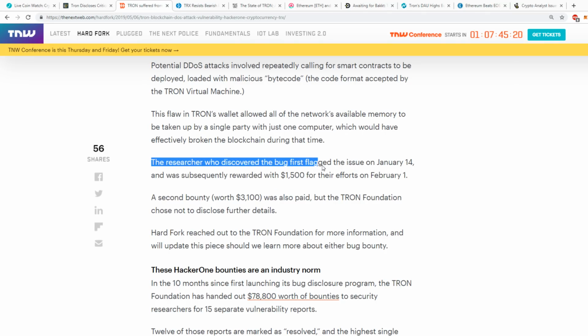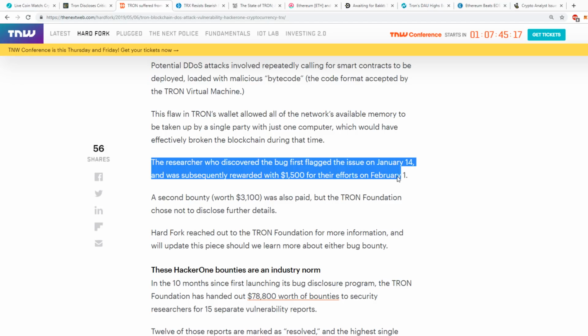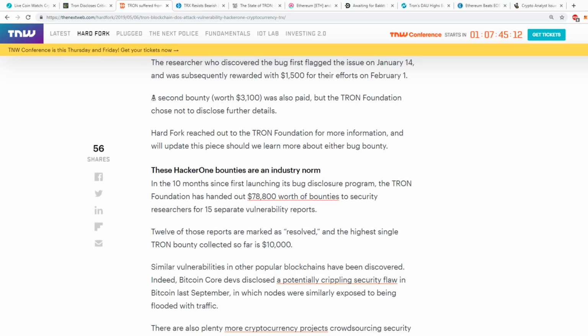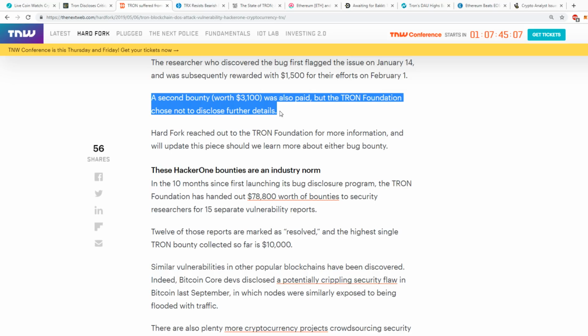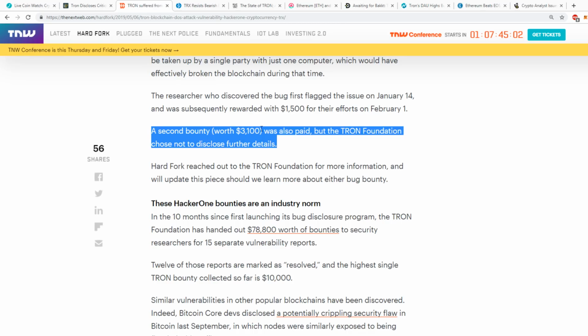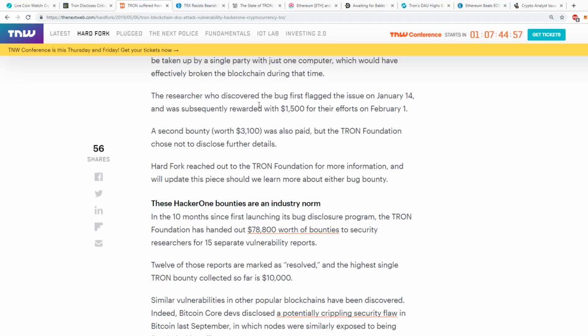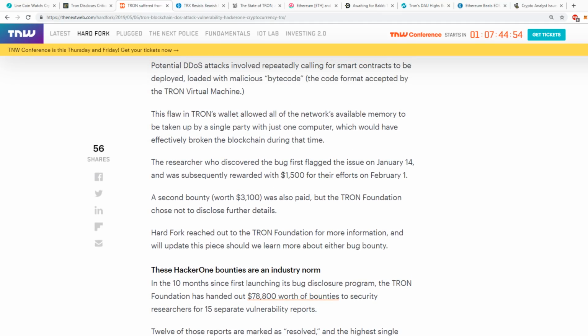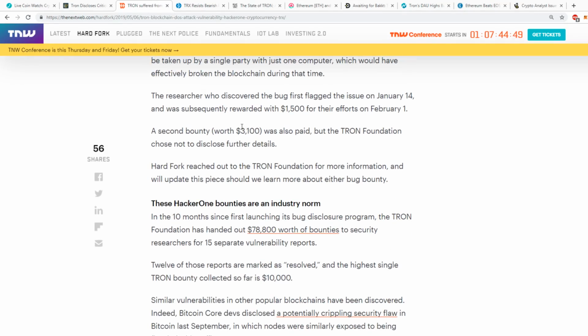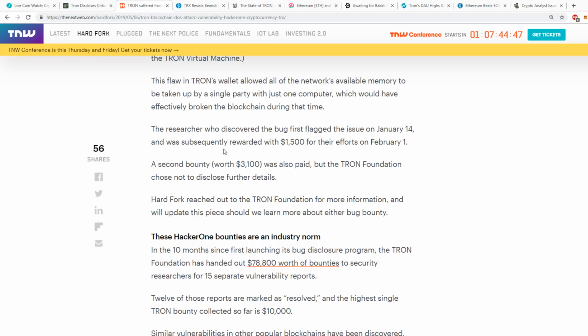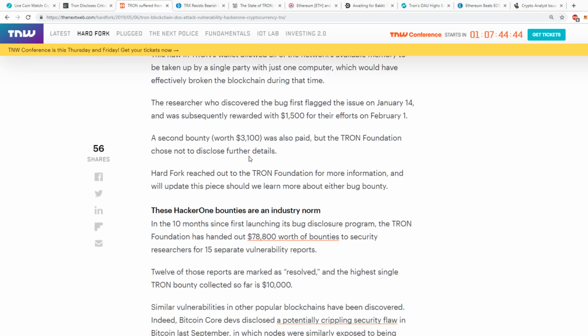The researcher who discovered the bug first flagged the issue on January 14th and was subsequently rewarded $1,500 for their efforts on February 1st. A second bounty worth $3,100 was also paid, but the Tron Foundation chose not to disclose further details. So this is exactly what I was trying to refer you guys to before, that a lot of the bugs, they will never really show you what it was about, but you can definitely see that this $1,500 bounty was already for a major bug, and they actually paid more than double to somebody here for a big bug. And most likely, this is not even about resolving. This is just for finding a bug.